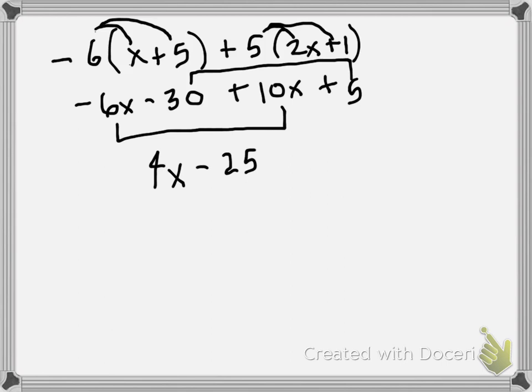Okay, and then at this point, we are done. We cannot go any further. This is just an expression that we're simplifying. So we can't solve, there's no equal signs. We can't go any further, and our terms are not like. If our terms are not like in an expression like this, we have to leave them separate. So 4x minus 25 is our solution here.